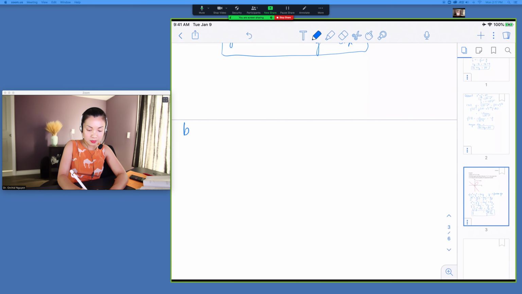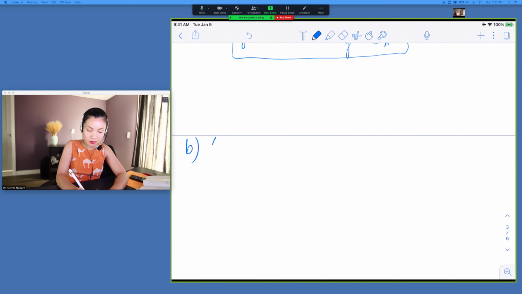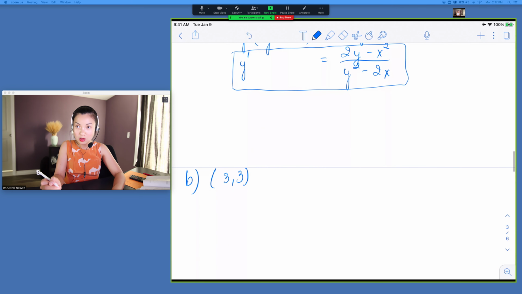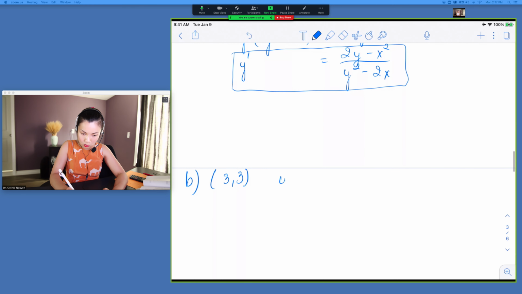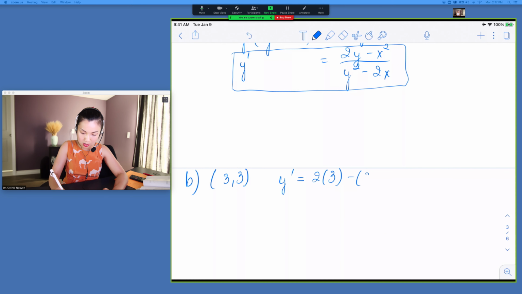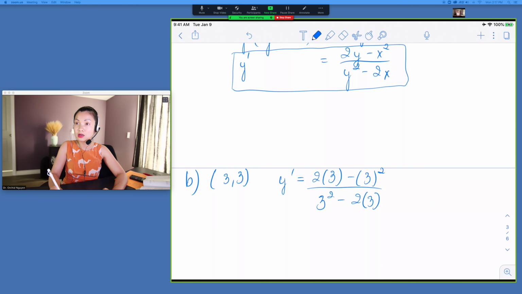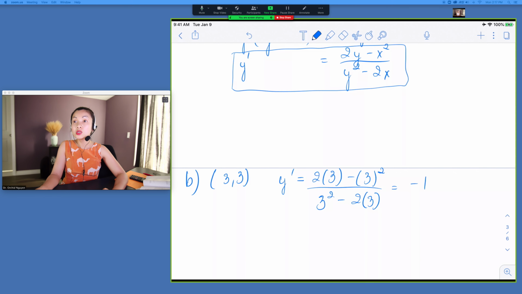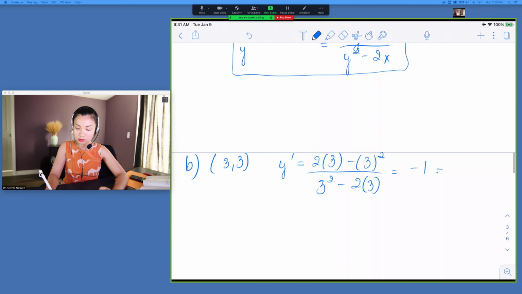So for part B, I have the point 3, 3. So y prime is going to be 2 times 3 minus 3 squared over 3 squared minus 2 times 3, which is just negative 1. Okay, so that's going to be the slope.